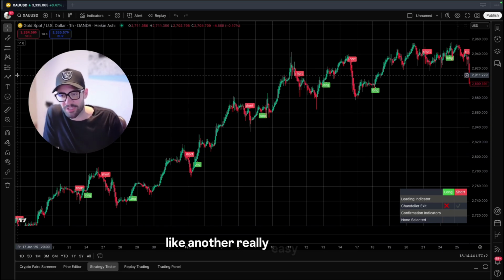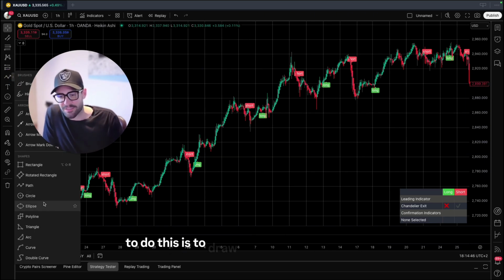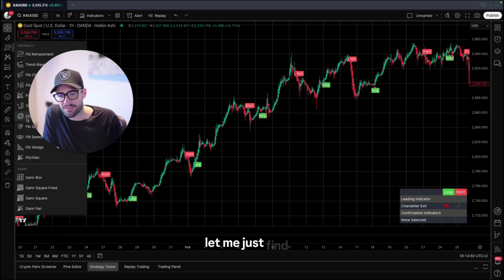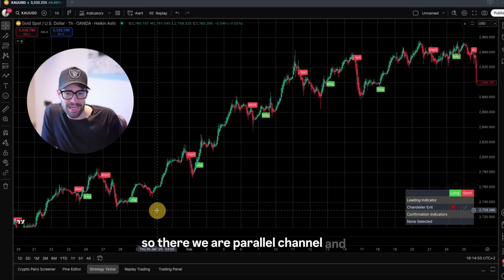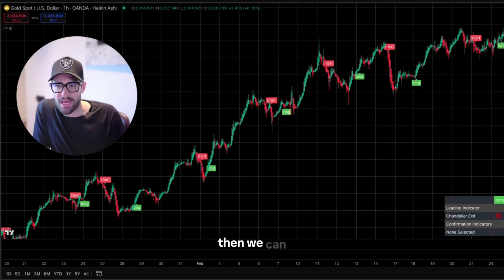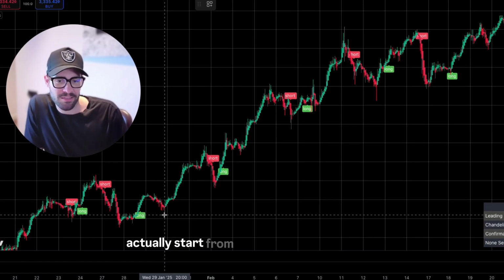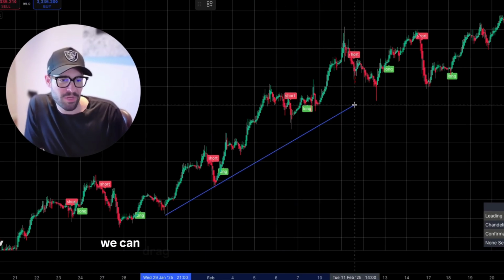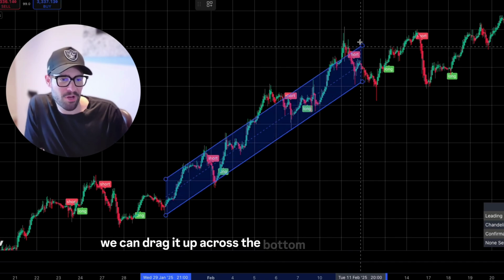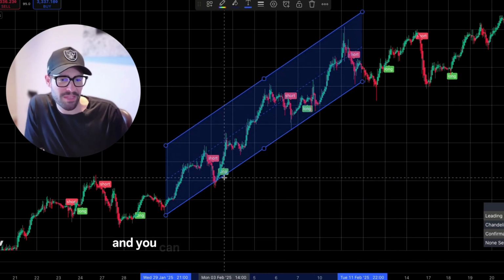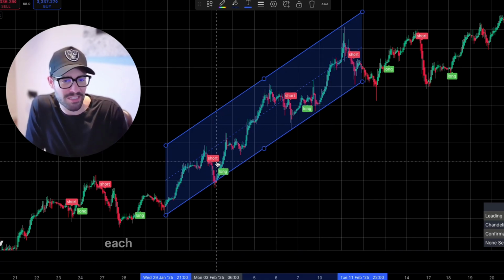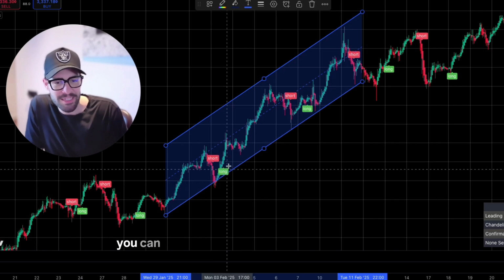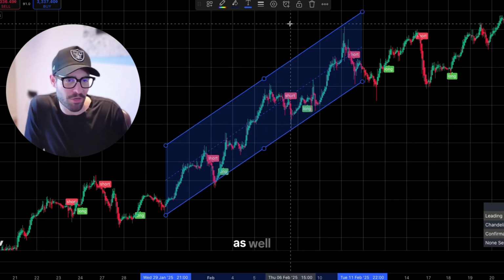and as long as you're able to identify the peaks, another really easy way to do this is to draw a parallel channel. And let me just find it. Where is my parallel channel? So there we are, parallel channel. Then we can start from the lowest peak here. We drag it up across the bottom and take it up, and you can see that everything is getting higher. So it gives you a nice accurate representation each time. You can see that the peaks are getting higher. You can see that the troughs are getting higher as well.